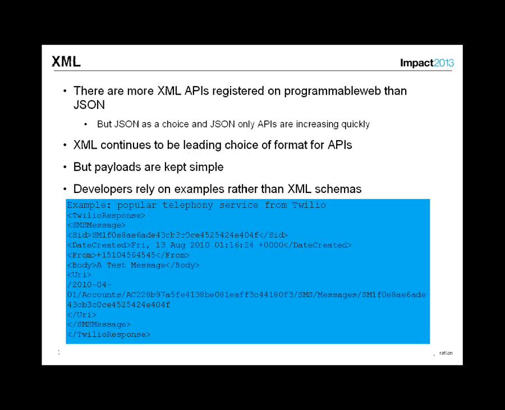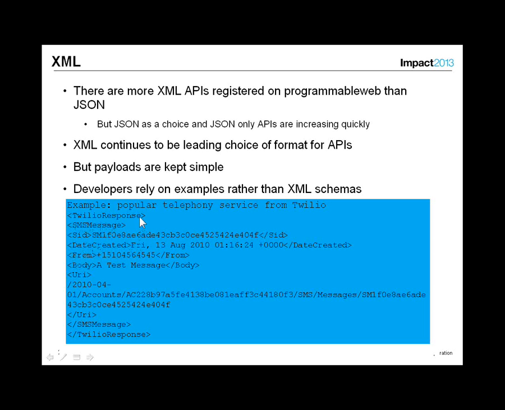XML, as you know, has been a very popular information exchange format, right? One interesting thing is that today, while we all know that JSON is picking up in popularity, the number of APIs out there today are the ones that expose information in XML, right? I have given a very simple example from Twilio that gives the idea of what an SMS message is. Twilio is a telephony API that one can use.